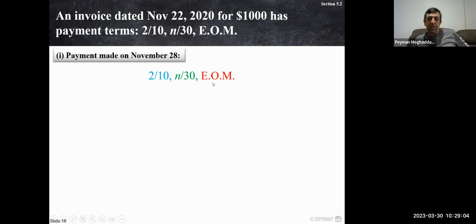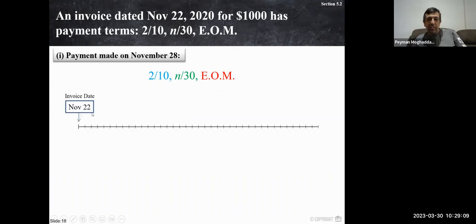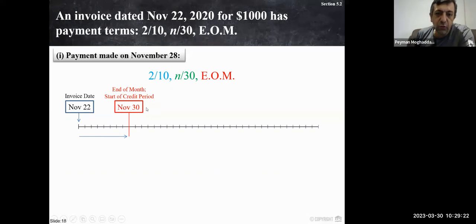Like 2/10, n/30, EOM, right? So the first day is November 22nd, right? November 22nd is your invoice date. But the invoice date is not important. The important one is basically the end of the month, right? End of the month is not November 30. How do you do that? How do you know whether November is 30 days or 31 days?